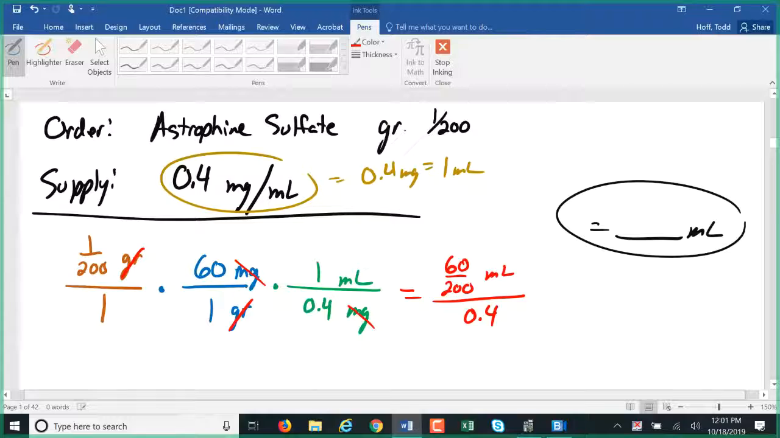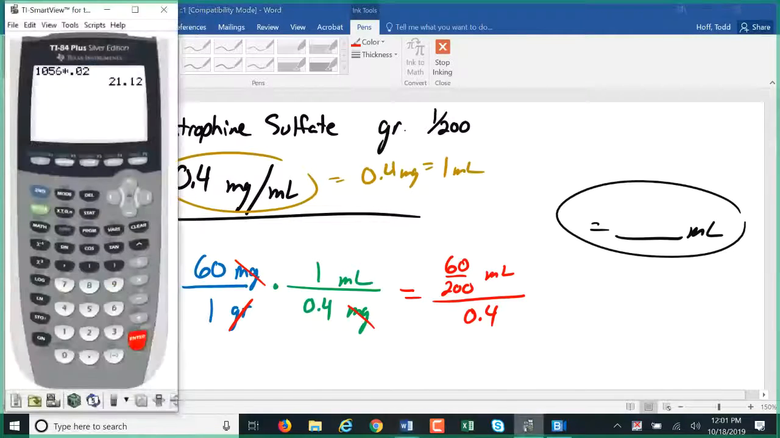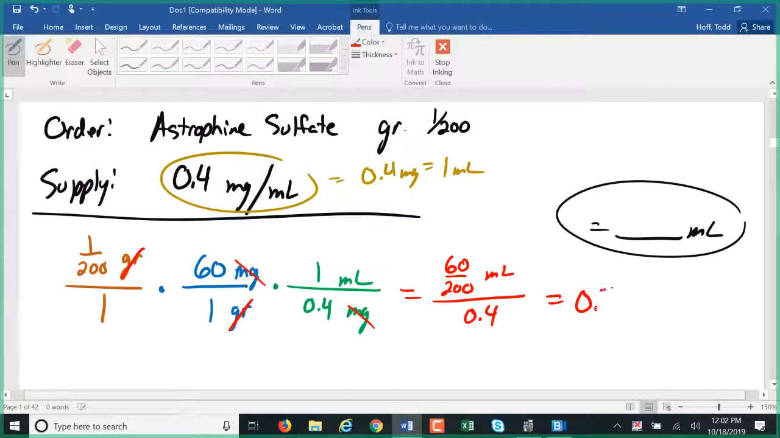Rather than reducing this by hand for you, I'm calculating this on the calculator. I'm going to calculate out that numerator first. 60 200ths is just 60 divided by 200. I'm going to hit equal. Then I'm going to divide that by 0.4. This is 0.75 milliliters.